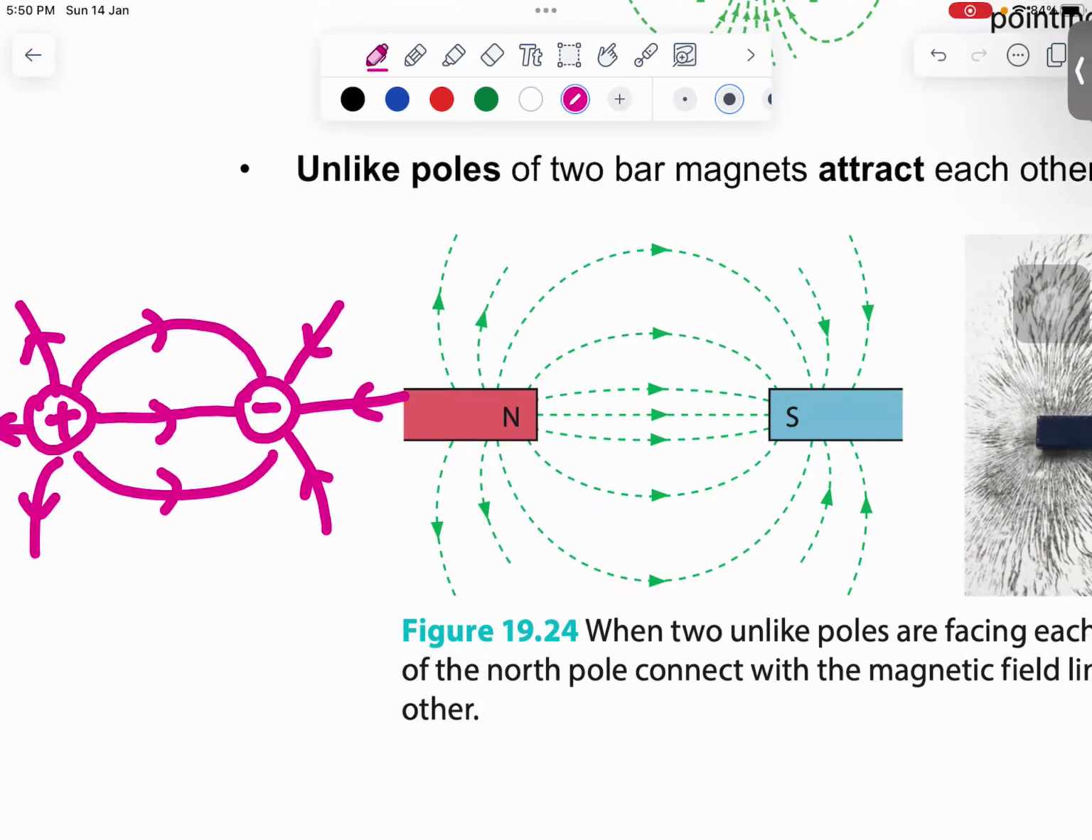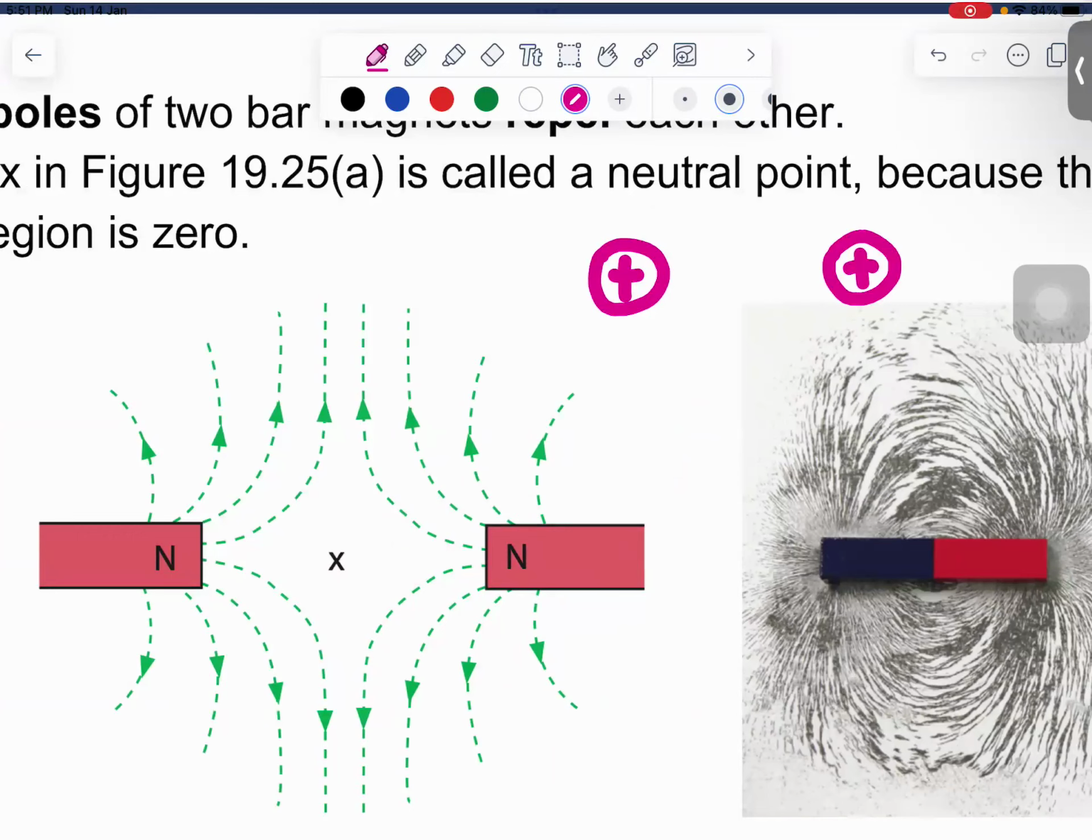An example is this. We have two light poles. You have two positive charges. Same thing, they repel each other. And you will create a neutral point where the X is.